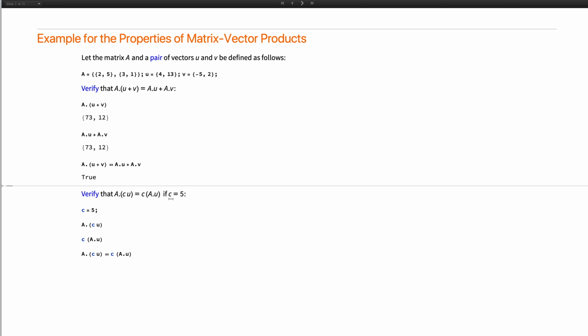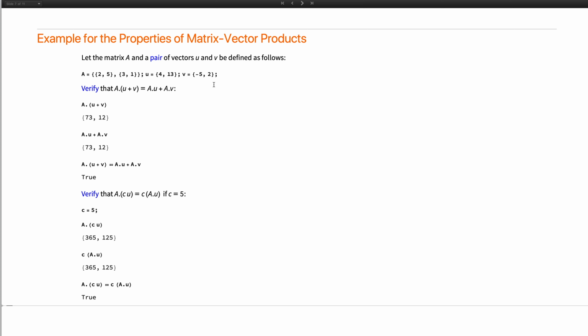And let's check the second property. So suppose C is 5 and you do A dot cu, you get an answer. You do C times A dot u, you get another answer, which is the same as the earlier one, and hence the two are exactly the same.